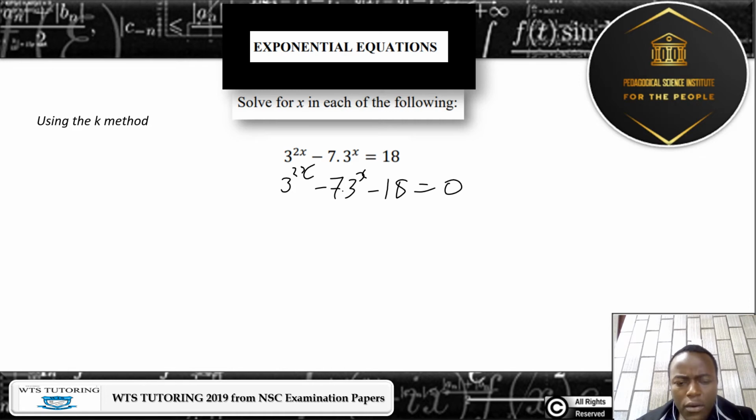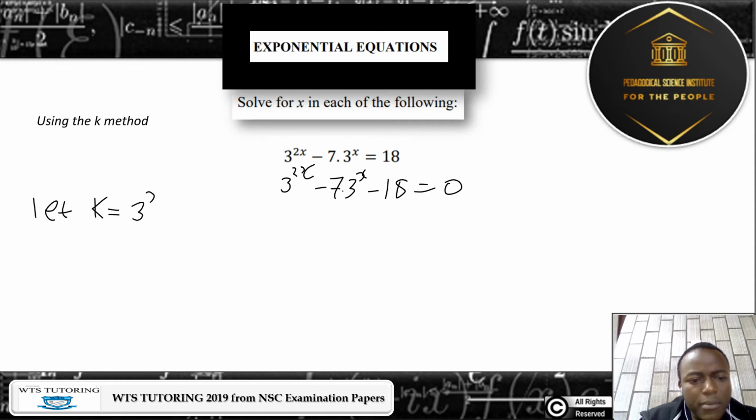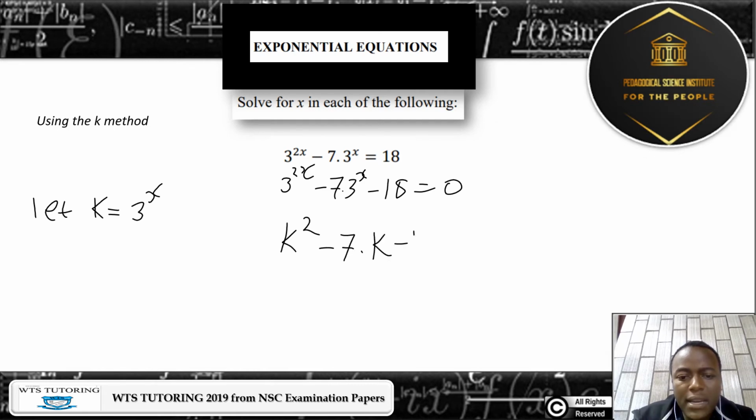Okay, now we can let k, we are using the K method. We'll just say let k is equal to 3 exponent x. Remember we said you equate it to the one in the middle. Now we know that 3 exponent 2x is just 3 exponent x to the exponent 2. So it was our k, because our k is 3 exponent x, so there it will be k squared minus 7 times k minus 18 is equal to 0.